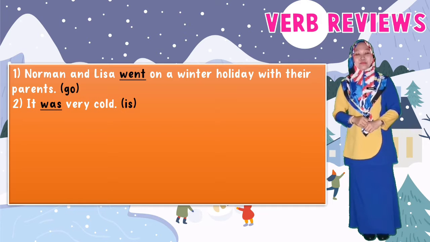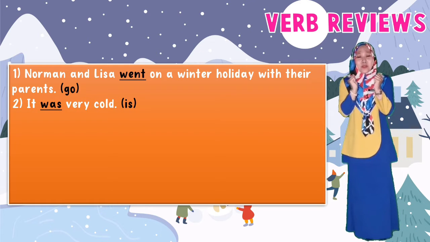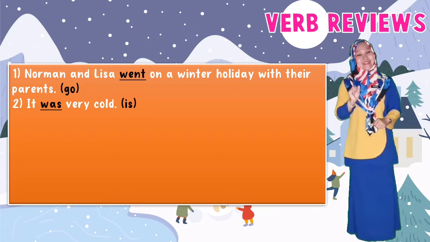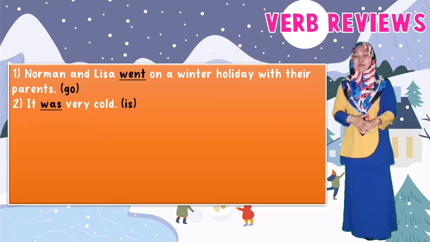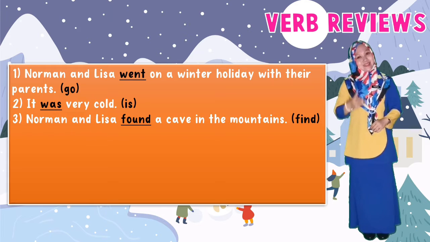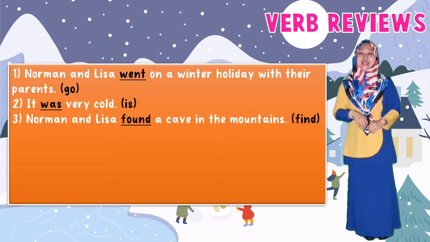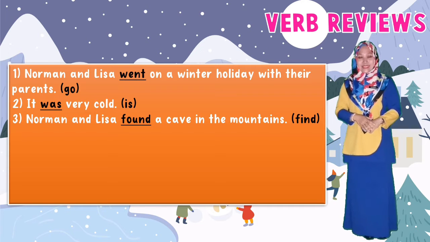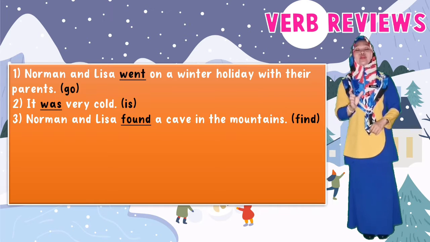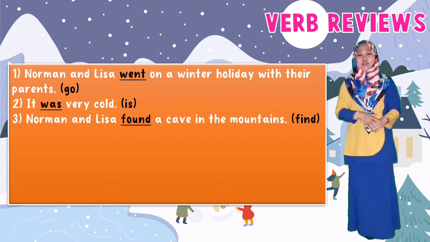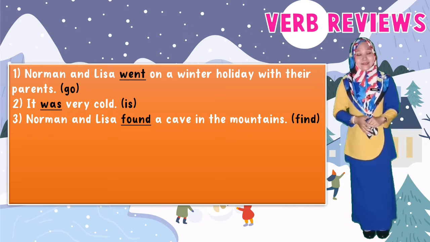Sentence number 2. It was very cold. The word was in this sentence is the past form of the verb is. Next sentence, sentence number 3. Norman and Lisa found a cave in the mountains. The word found in this sentence is the past form of the verb find.